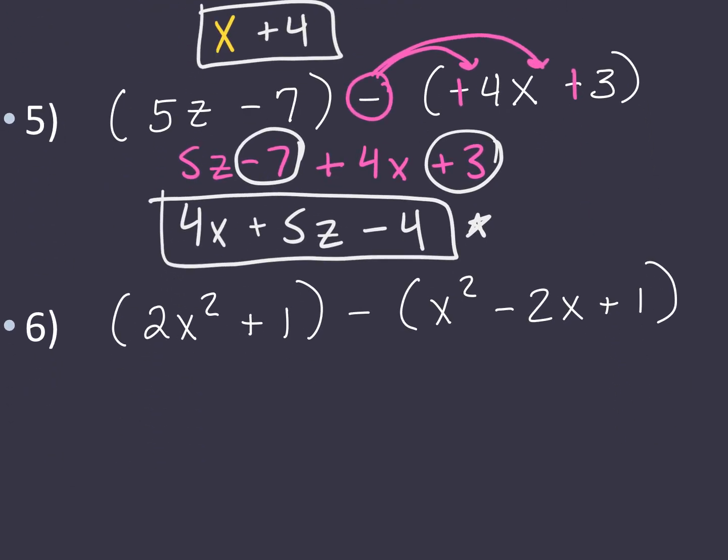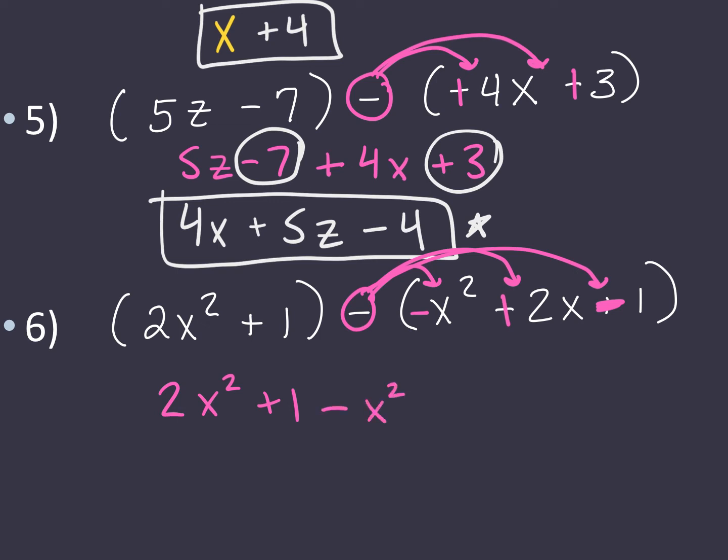Okay, next for number 6, again, when we are subtracting, you have to distribute that negative to everything behind it. So this becomes -x squared plus 2x and -1. So the first part stays the same, 2x squared plus 1, and the signs for everything after that are going to change. So -x squared plus 2x minus 1.